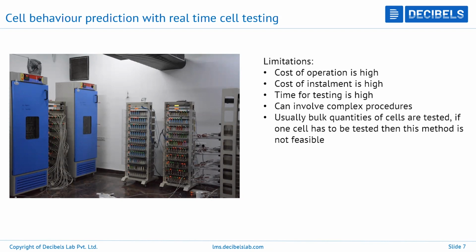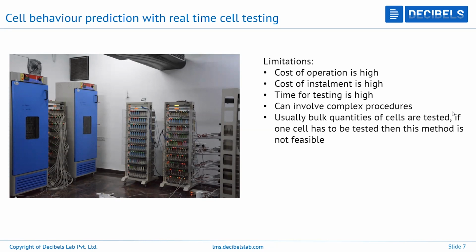If you want to see certain values of, say, shelf life or cyclic aging or degradation of the cell, that will usually require many months of testing. So that's not always feasible. It's not always possible to go with this approach. These are some of the limitations, and you cannot always use this approach as a method of concluding that these are the only ways in which the cell will behave.